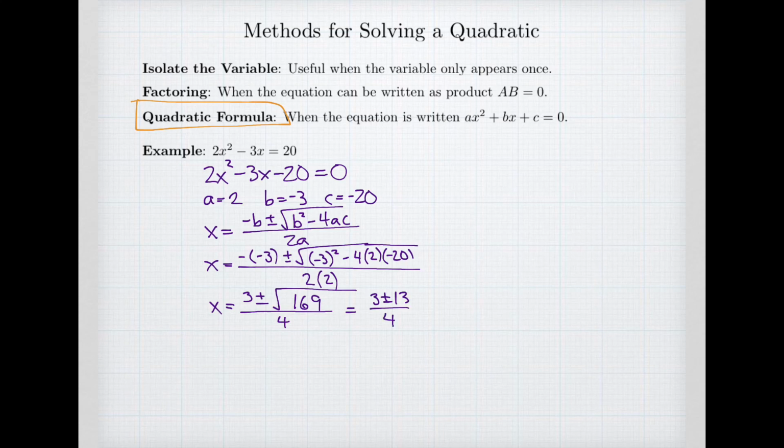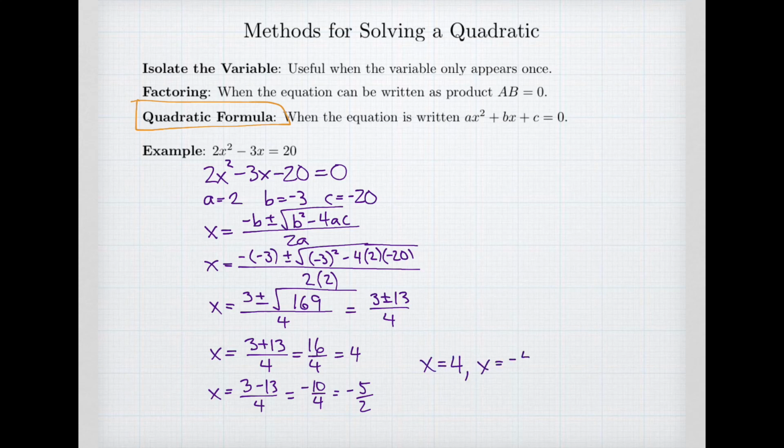And I need to finish by separating those and treating them separately. So one solution is 3 plus 13, and then divide by 4, which is 16 fourths, or 4. And the second is 3 minus 13 divided by 4. That's negative 10 over 4, or negative 5 over 2. And so I get, should not be a surprise, the same solutions we found by factoring.